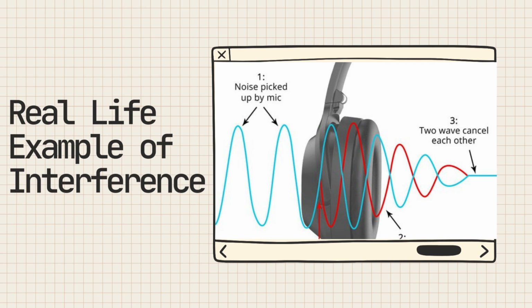So I'm going to explain the real life example now. It's the noise cancellation headphones. These headphones use the principle of destructive interference, like I explained before. Tiny microphones pick up ambient noise, and the headphones emit sound waves that are essentially out of phase with the noise. These opposing waves interfere destructively, significantly reducing the noise reaching your ears, letting you focus on your music or your audiobook.